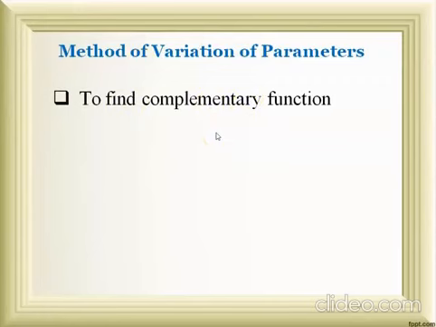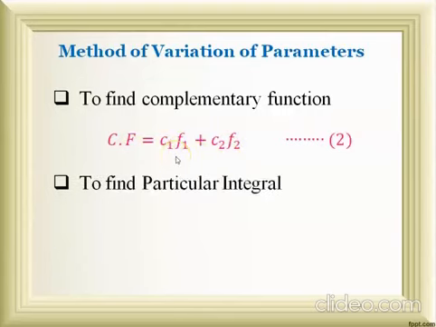After finding the complementary function by using the usual formulas, we need to write that as c1 into f1 plus c2 into f2. That means the first constant's coefficient we take as f1, and the second constant's coefficient is f2. Likewise, we need to choose f1, f2 from the complementary function itself. Next we move on to the particular integral. The formula is p into f1 plus q into f2. Here, from the complementary function we got f1, f2, but we need p and q for completing the particular integral.